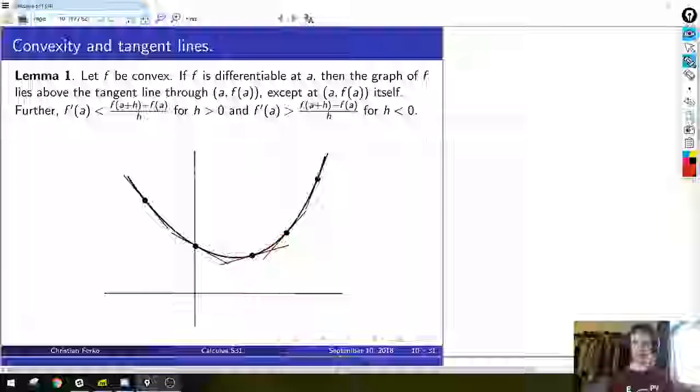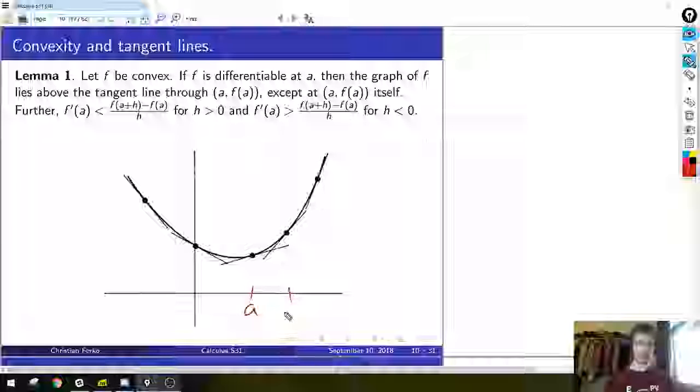And then we're going to prove one related thing in the same proof. Furthermore, since f is differentiable at a, we're going to prove that f prime of a is smaller than the secant line slope between a and a nearby point h, if h is positive, and f prime of a is greater than that secant line slope if you're comparing to a point where h is negative. So why is that? Let's just look at a couple points to convince ourselves that that makes sense, sort of an exploration.